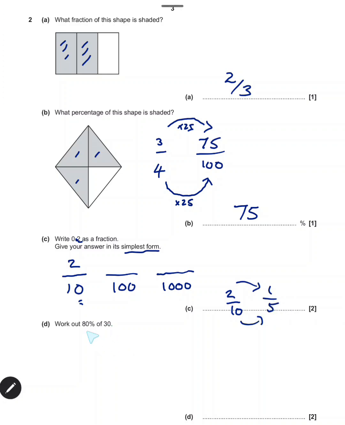And part D of this question, what is 80% of 30? Well, 10%, we just divide this number by 10. 30 divided by 10 is 3. If we then want 80%, we're going to times this by 8. So I'm going to times this by 8, and 3 8s are 24.